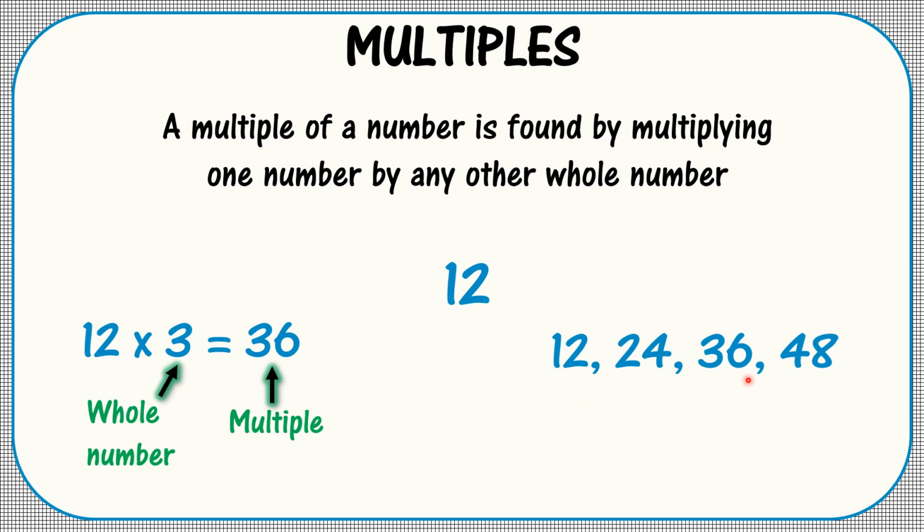12, 24, 36, 48, and so on and so forth are a few examples of multiples of 12. You could think of it as a multiplication table. These numbers are in the multiplication table of 12, so they are multiples of 12.